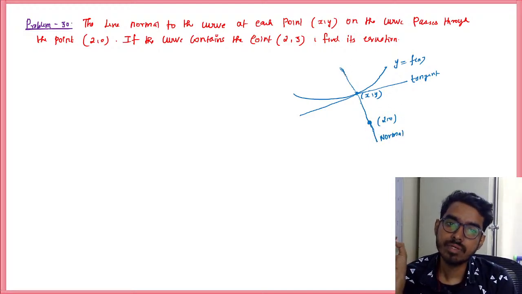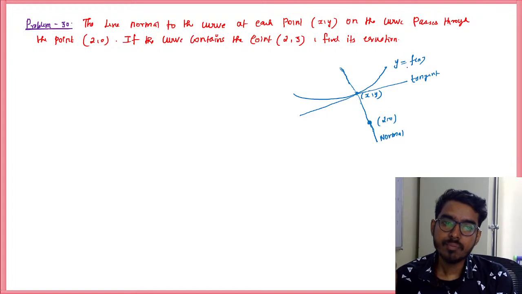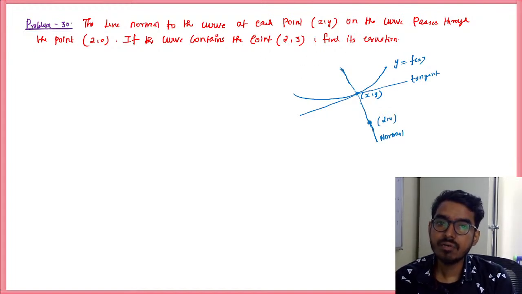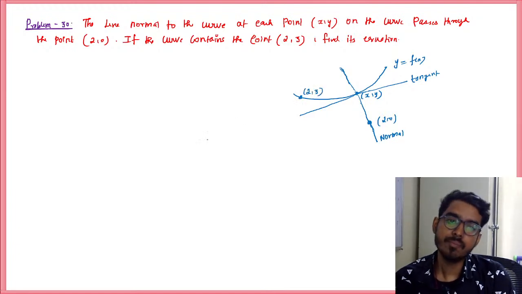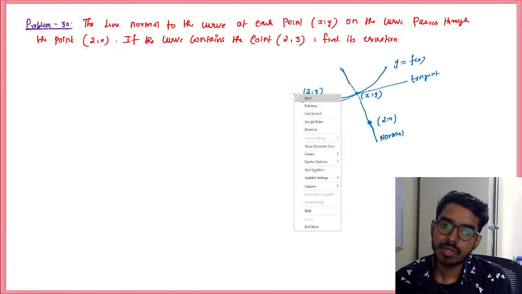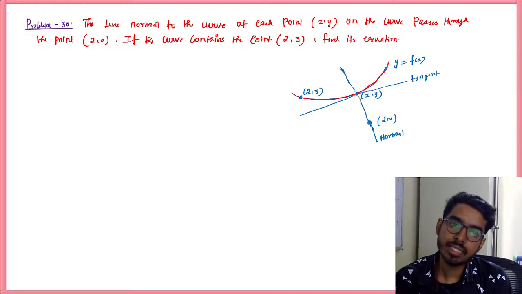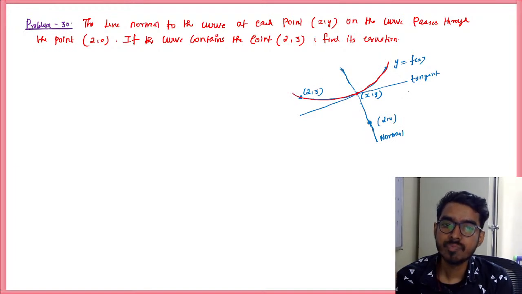So we have a curve y is equal to f of x. Actually, we need to find the equation of this curve y is equal to f of x. Also it is mentioned that the curve contains the point 2 comma 3. So that means the curve passes through the point 2 comma 3, right? So we need to find the equation of this curve. So at x comma y, we have a tangent and we have a normal. Normal passes through the point 2 comma 0.